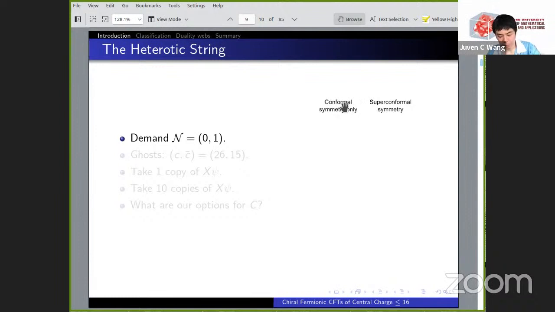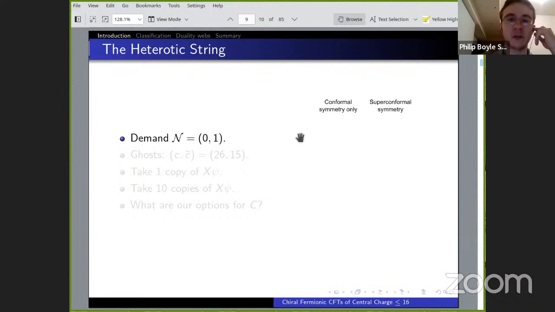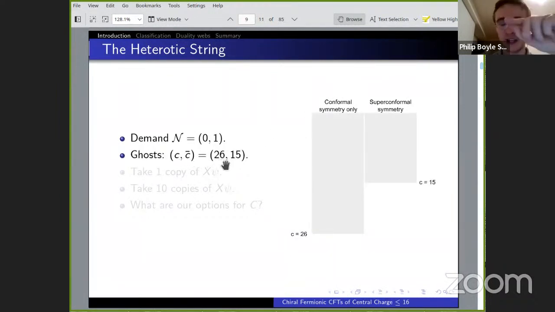Okay. So that means that the left-moving side of our theory is only required to have conformal symmetry, and the right-moving side is required to have more than that, so it'd be superconformal. Now, as I said, the key to the theory is the symmetry. The symmetry determines the ghosts. So the ghost systems have central charges 26 and 15, respectively. So I've illustrated that by these bars. And so we need to fill these bars up with theory.